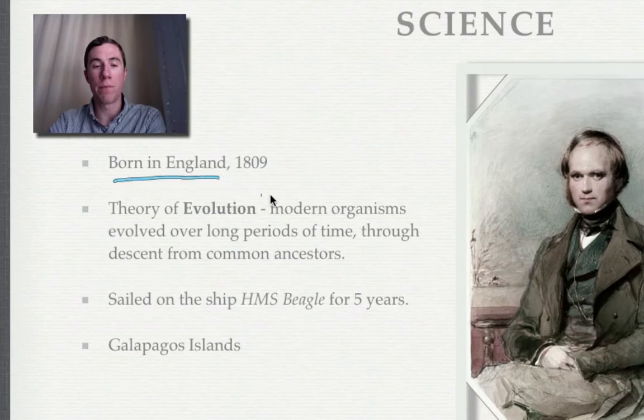He was born in England in 1809, and later in his life he came up with what's known as the theory of evolution. All right, and essentially evolution states that modern organisms, so that's organisms that are current or alive right now, have evolved over long periods of time and through the descent of common ancestors. So that means that an organism that's alive right now had to evolve, or the population evolved over a long period of time, and essentially all organisms share common ancestors.